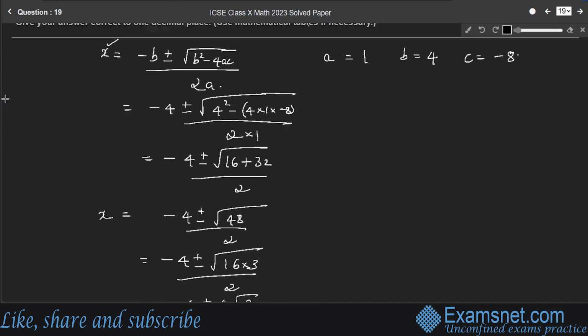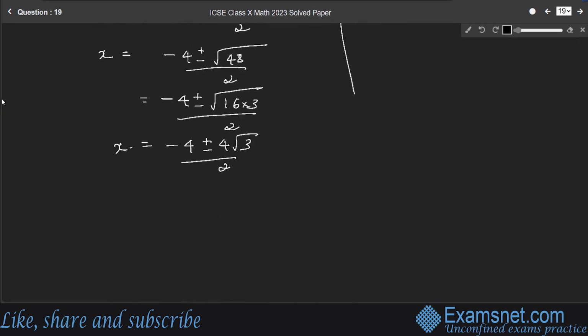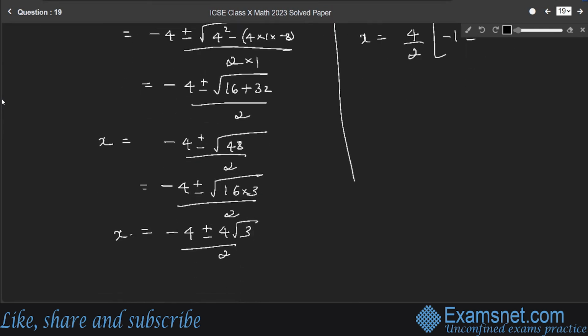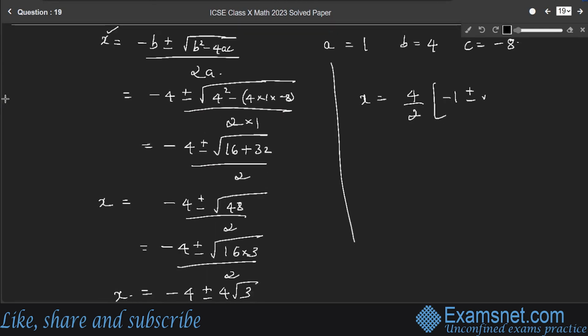So the value of x is minus 4 plus or minus 4 root 3, over 2. We'll take out 4 common, so 4 by 2 into minus 1 plus or minus root 3. So directly we can write x is equal to minus 2 plus or minus 2 root 3.